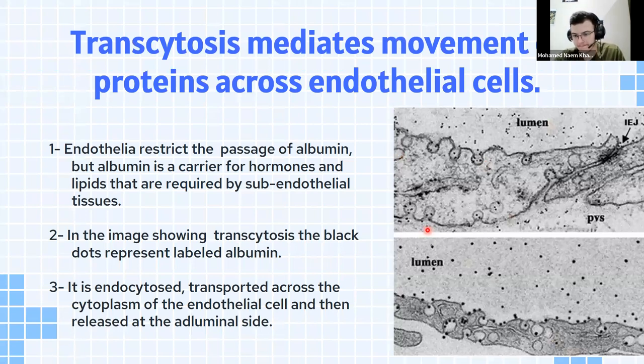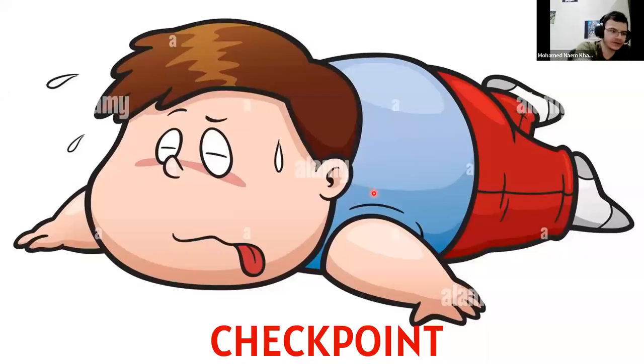Should I go next? Okay, it's a checkpoint anyway. So if you guys have any questions about the four structures, the whole four structures, the endothelial cell, all of those, any questions? All clear? Okay, we just have one last part. Not small, but just the last part. No more checkpoints. This is the last one, okay?